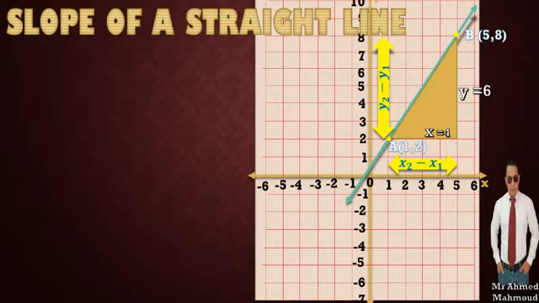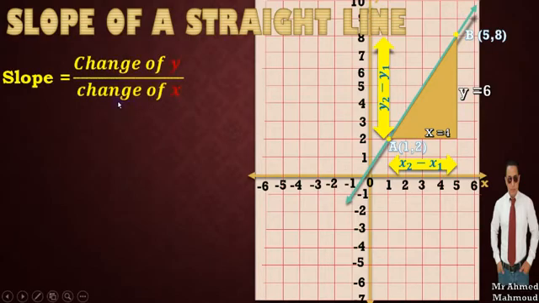Now I'm going to explain what the slope is. The slope is the change of y over the change of x. Again, the slope of the straight line is the change of y over the change of x. Here the change of y equals 6, the change of x equals 4, then the slope equals 6 over 4.